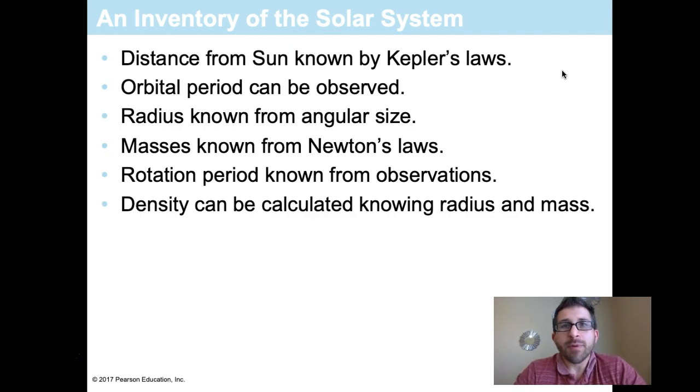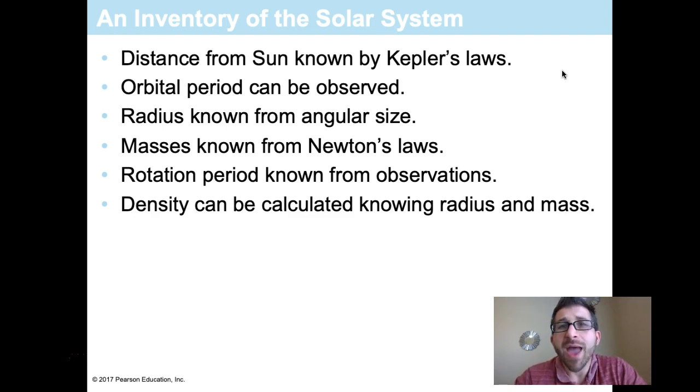So we can determine quite a bit based on today's modern technology, our mathematics, and our observations. We can look at the distance from the Sun, and we can mathematically convert to using Kepler's laws to figure out distance. We can find out its orbital period by observing the planet over a period of time. We can determine its radius if we know its angular size. So once we have its distance, if we know how wide it is in the sky, we can get a distance value. We can also get a radius value.